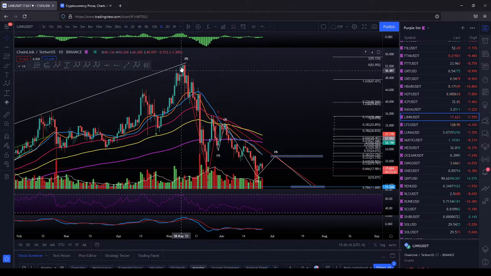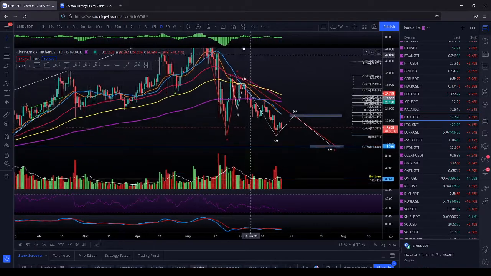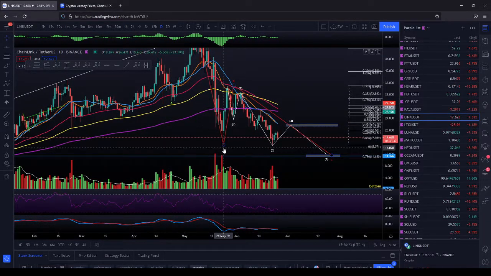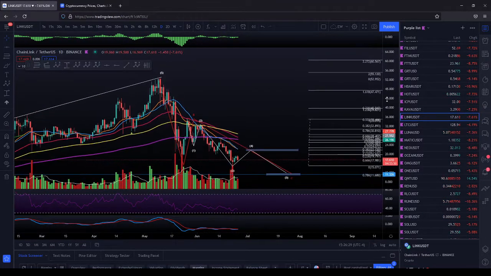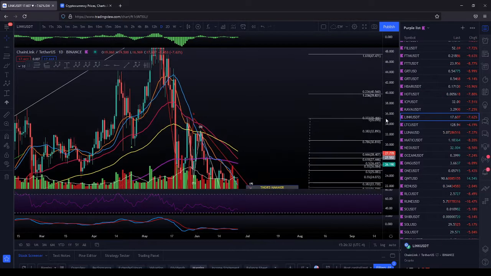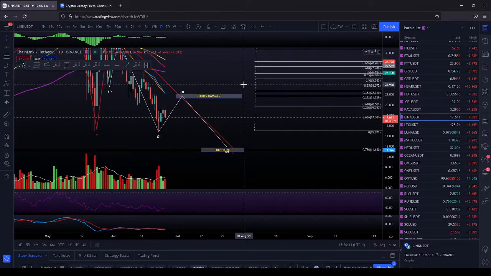You actually have to zoom in on this one to see the first impulse, the impulse waves on wave A, because there's no divergence on the daily. All right. I'll be able to post these in requested charts as soon as we're done. And I'm probably going to release this video tomorrow or something.